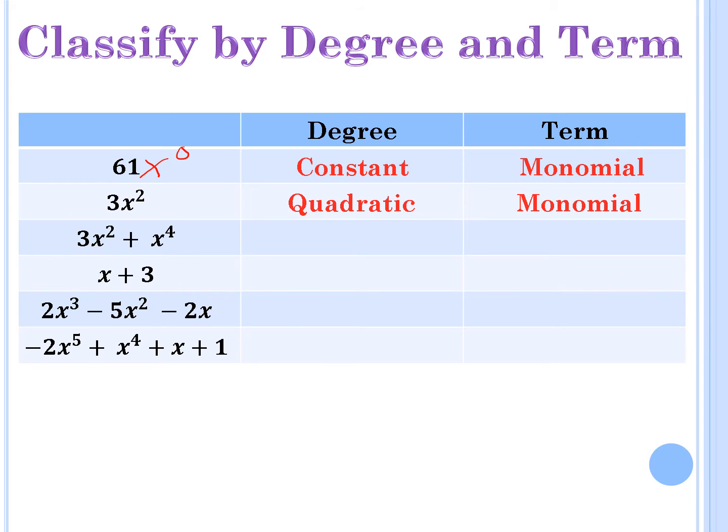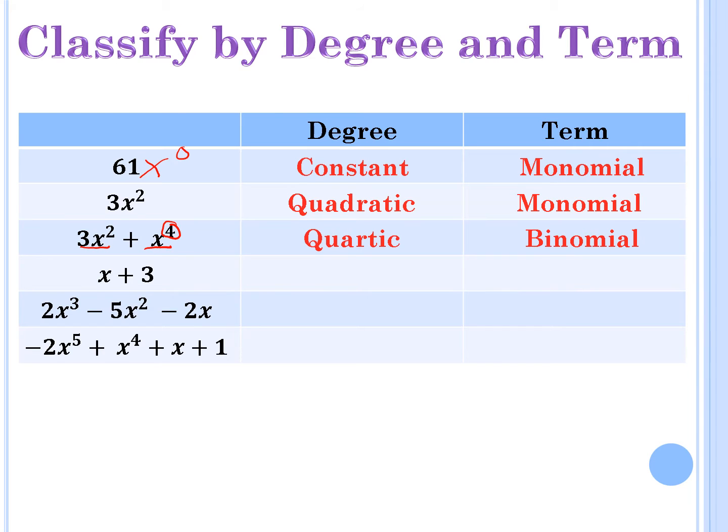Now, don't be fooled by this third example. Even though it starts out with x squared, your highest exponent is 4, so that makes it quartic. And then when we classify it by terms, there is one term, two terms, so that makes it a binomial.